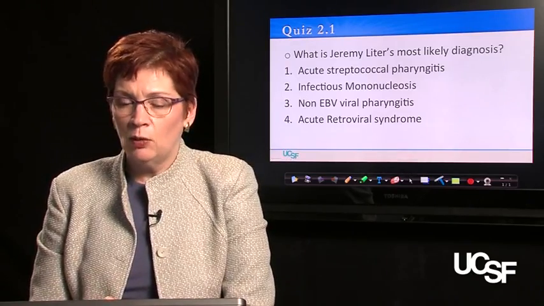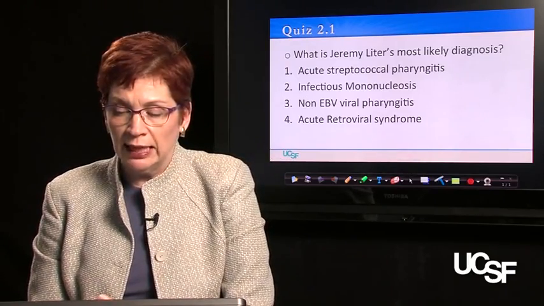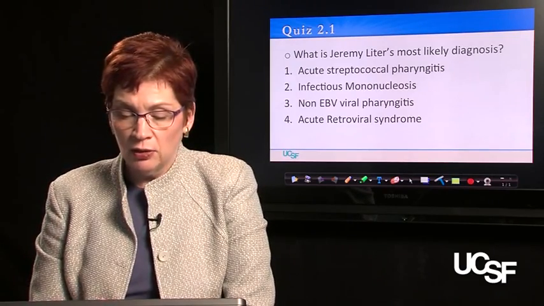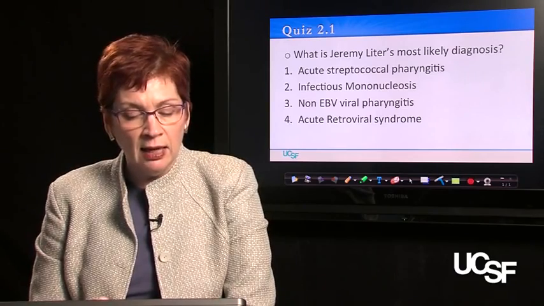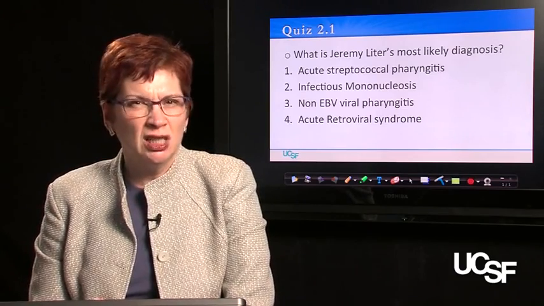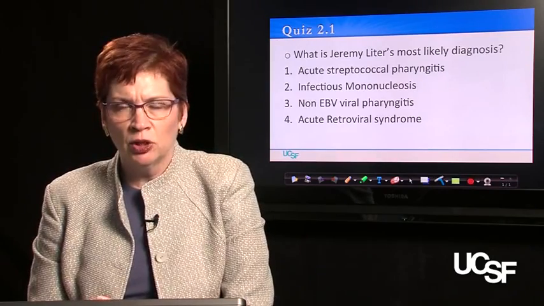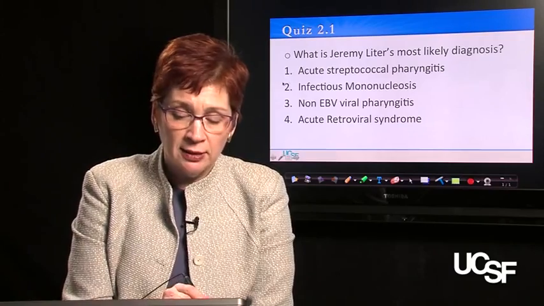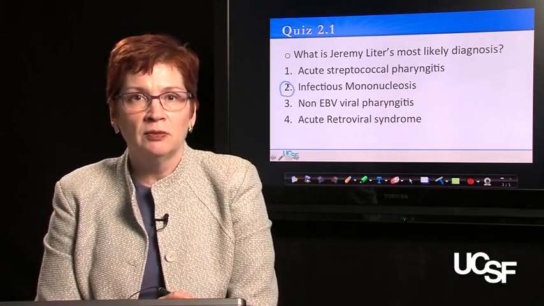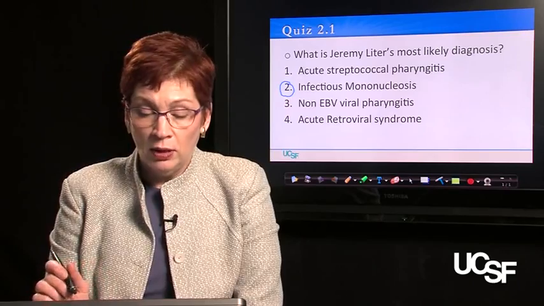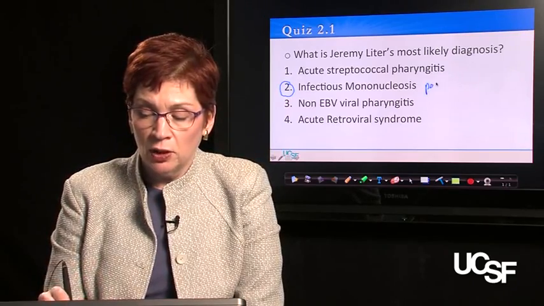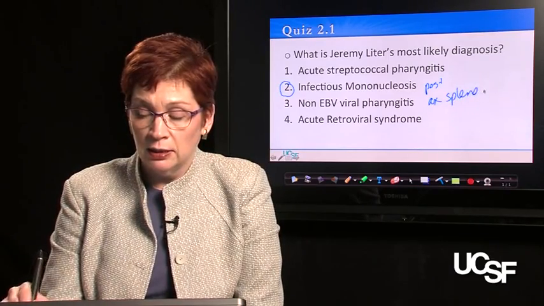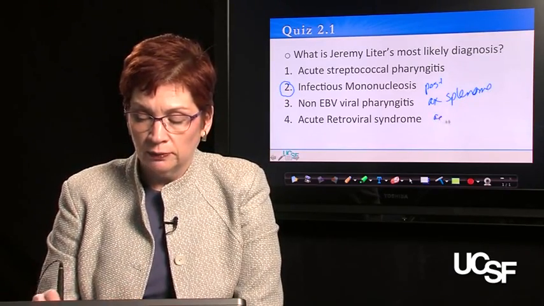So, based on what you know, what is Jeremy Leder's most likely diagnosis? Is it acute streptococcal pharyngitis? Is it infectious mononucleosis? Is it non-Epstein-Barr virus viral pharyngitis, the common cold, or is it acute retroviral syndrome? The preponderance of evidence suggests that it is acute infectious mononucleosis. What makes it so? The posterior cervical nodes, the presence of axillary adenopathy and splenomegaly, which don't occur in the other entities, and his age group.